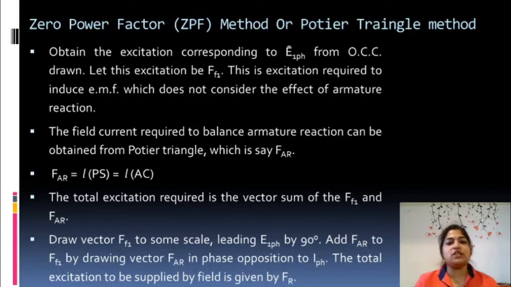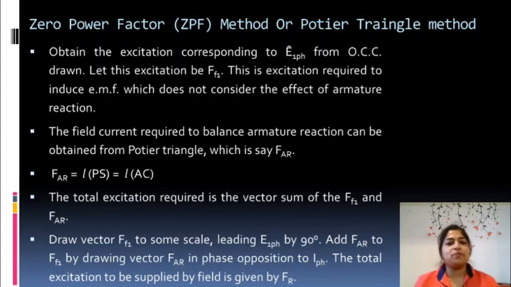In continuation, once you get the value of E1PH, you will locate the same E1PH on the OCC drawn, and for that EMF induced, you will locate the corresponding excitation, that is FF1, on the x-axis, that is the field current axis. This excitation is required to induce an EMF E1PH, and it considers the effect of leakage reactance, but it does not consider the effect of armature reaction. Now, to consider the effect of armature reaction, we need to draw the MMF phasor.